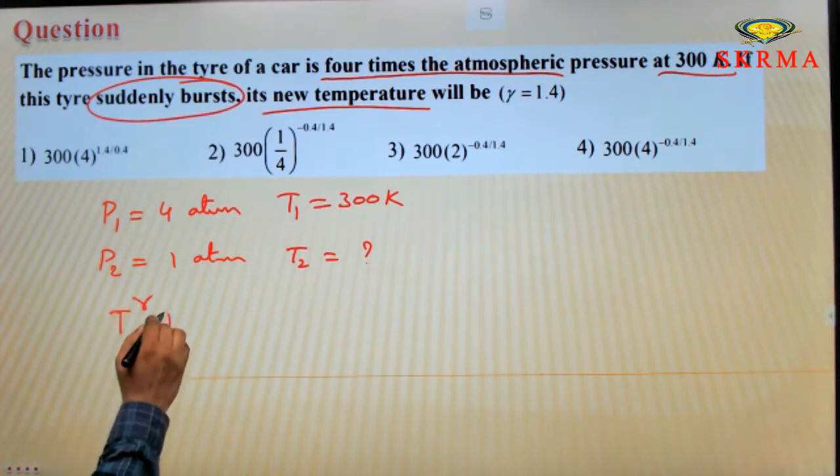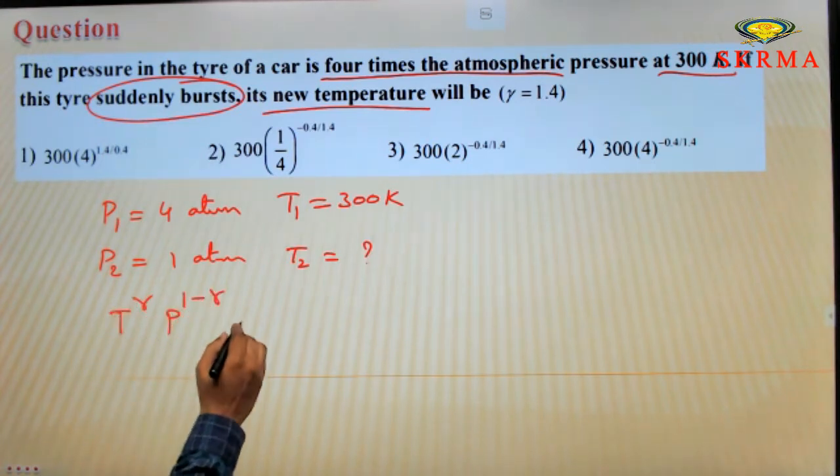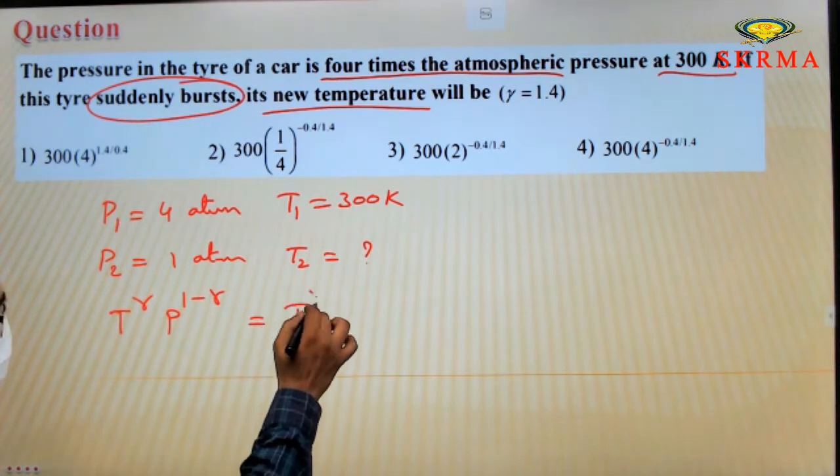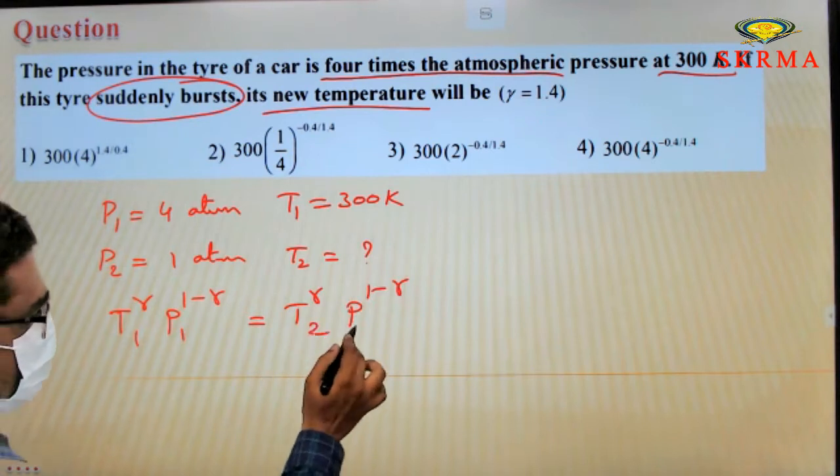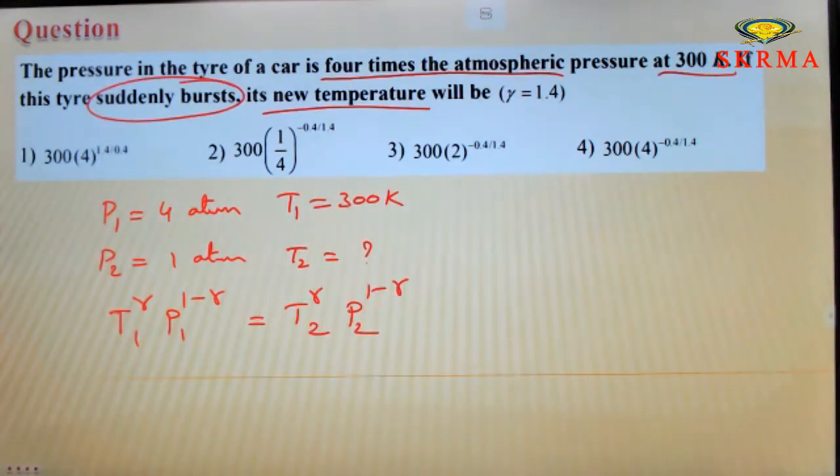Temperature power gamma, pressure power 1 minus gamma equal to constant. Or pressure power 1 minus gamma. Try to solve this one. Substitute and solve, then you will get the answer.